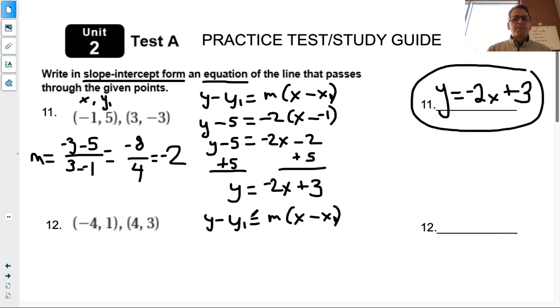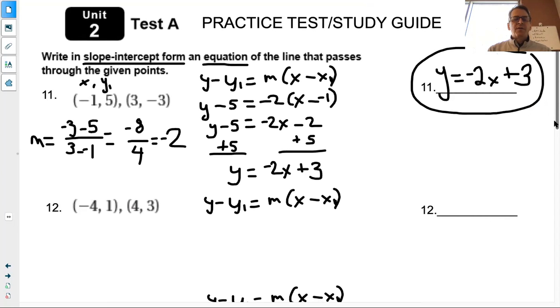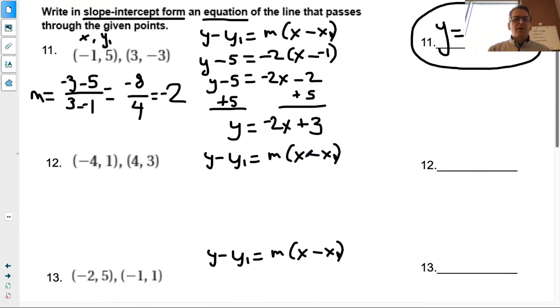Number 12. Negative 4, 1, 4, 3. All right, let's get the slope first. Slope is equal to 3 minus 1 divided by 4 minus negative 4. Three minus 1 is 2. 4 minus negative 4 is 8. 1/4 is the slope.